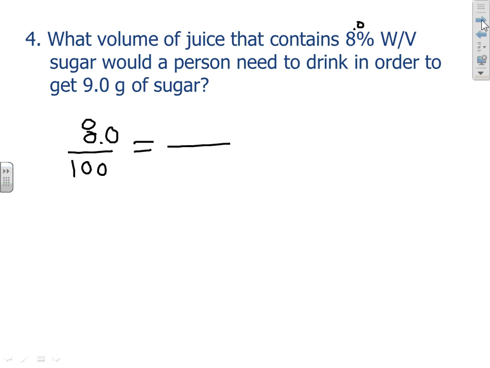9 grams of sugar. What is that? Where does it go? Yep. On top, because it's the stuff that's in the solution. And notice it says what volume of juice. The juice is the bulk solution. That's what the sugar is dissolved in. So 9 grams and X. In this case, it'll be milliliters because we're doing weight per volume. Again, flip, opposite operation, get an answer.